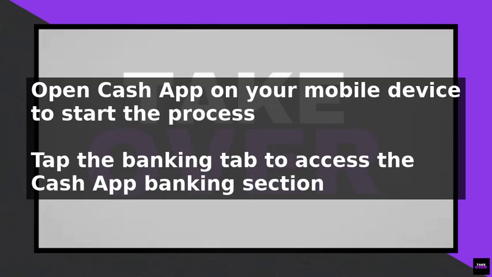Next, select the Add Cash option from the menu. You will be prompted to enter the amount of cash you want to add to your Cash App account. Enter the amount using the numeric keypad and confirm the transaction.